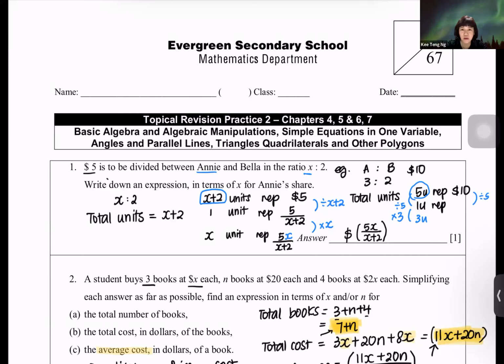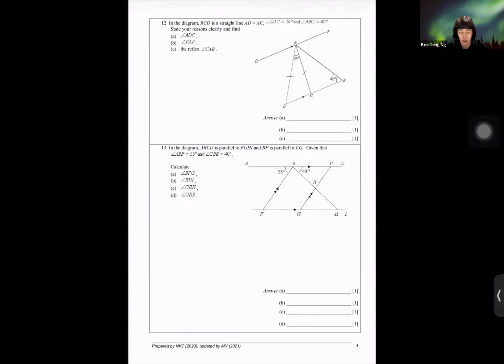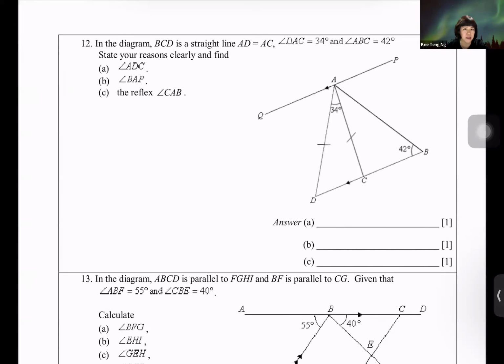Now today in this part of the video, we'll be going through Sec 1 Topical Revision Practice 2. The previous time I stopped off at some of the questions and then you needed to go off for a while. So now we should go on to page 4, question number 12, starting with angles.